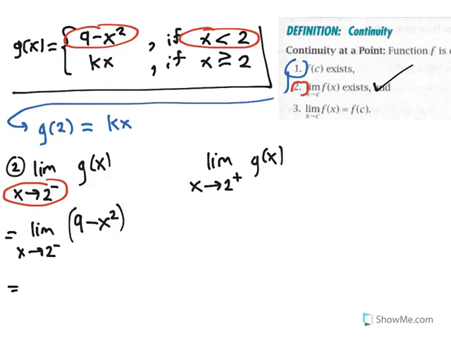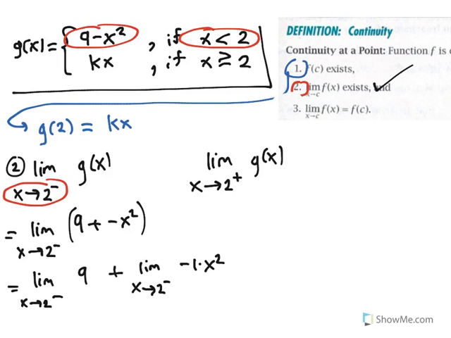And you can use the limit laws that we learned about. So you can write 9 minus x squared as 9 plus negative x squared. And then you can write this as the limit of 9 as x approaches 2 from the left plus the limit of negative 1 times x squared as x approaches 2 from the left.